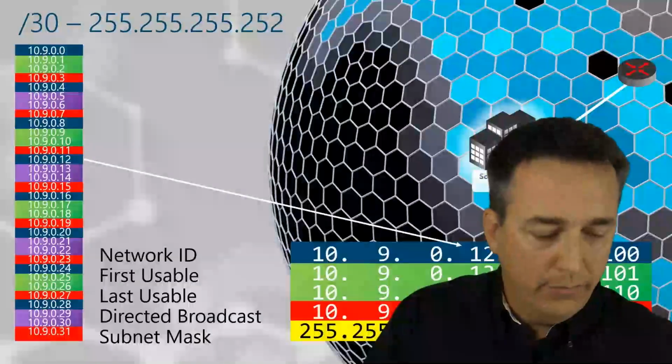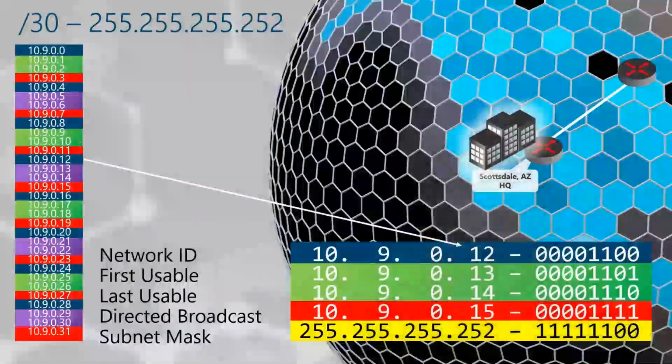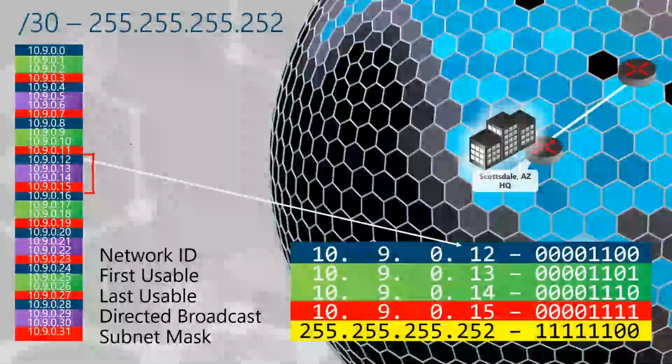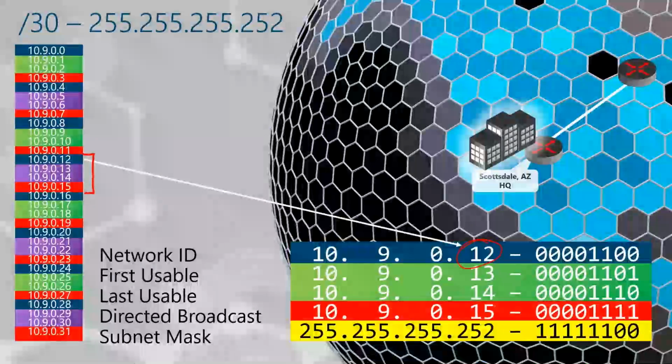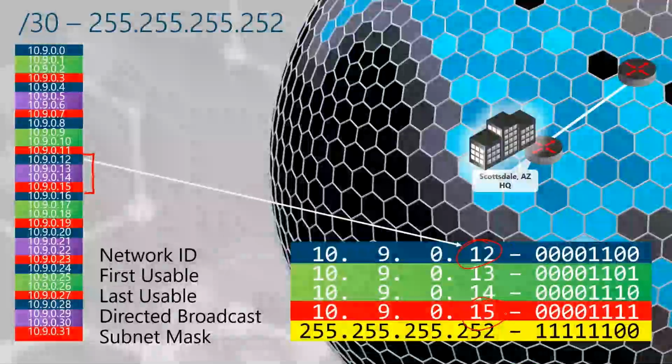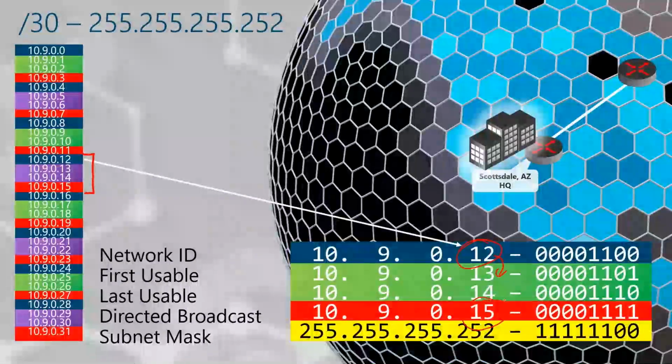All right, and so now, if you just take a look at this example here, let's pick this one out right there. Network ID 12. Directed broadcast address 15. First usable 1 more. Last usable 1 less. So there you go, 12, 13, 14, 15.